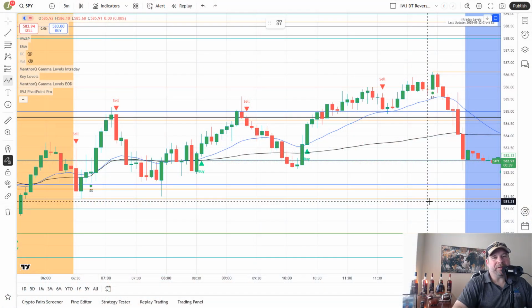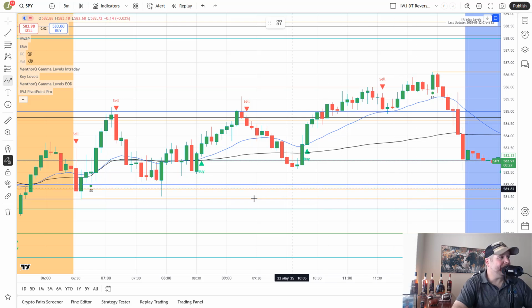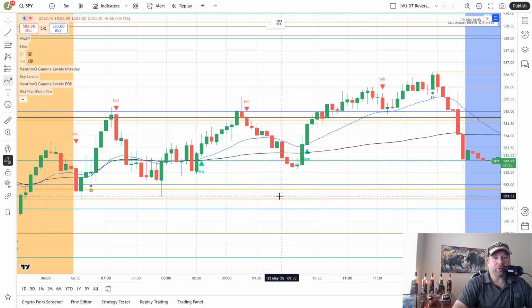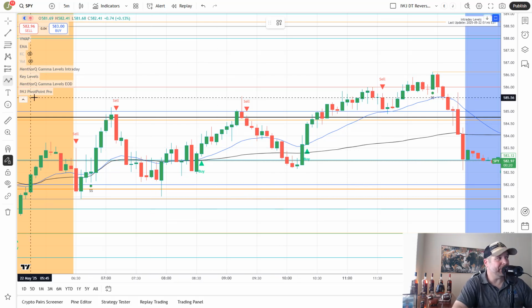Okay, guys, so here we are on the 5-minute SPY chart in TradingView, and this is what we use for day trading. Now, you can use this on any stock, and you can use it for swing and day trading. For this video, we are going to look at our day trading results from yesterday. This is a TradingView indicator that we created ourselves. It's called IWJ Pivot Point Pro. You can see it right here.